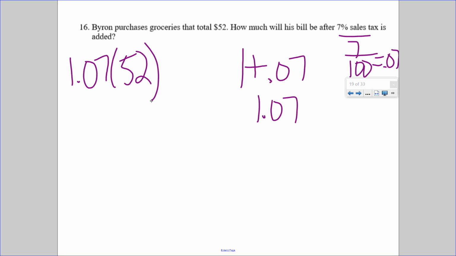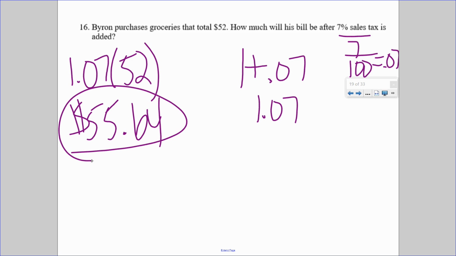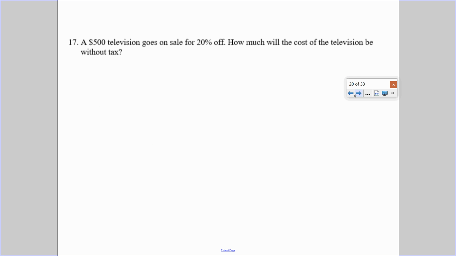Same thing as the beginning of the lesson. Whenever I have a percent, I'm multiplying. In this case, I have to add that percent to 1 since that's the amount it's increasing by. And when I type that into the calculator, I get $55.64. If I'm increasing or decreasing by a percent, I have to add or subtract the decimal to 1.